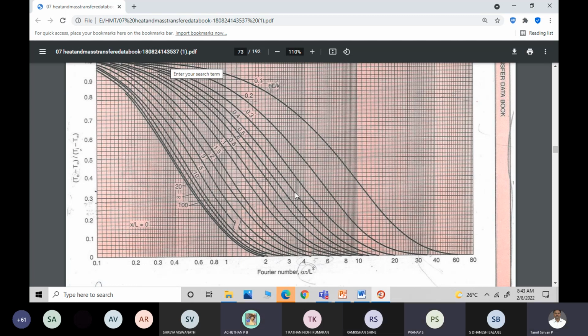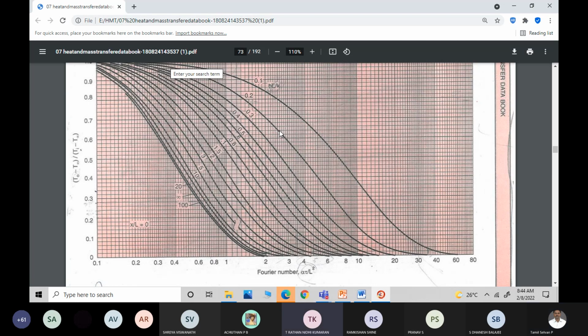Fourier number 2.78, so 2.8. Okay, so you can see here 2.5, 2.6, 2.7, 2.8. So this is 2.8, and the intersection between this 0.2 and 2.8, where it comes, I am getting somewhere around 0.62. Some say 0.65, sir. No, it's above 0.6.